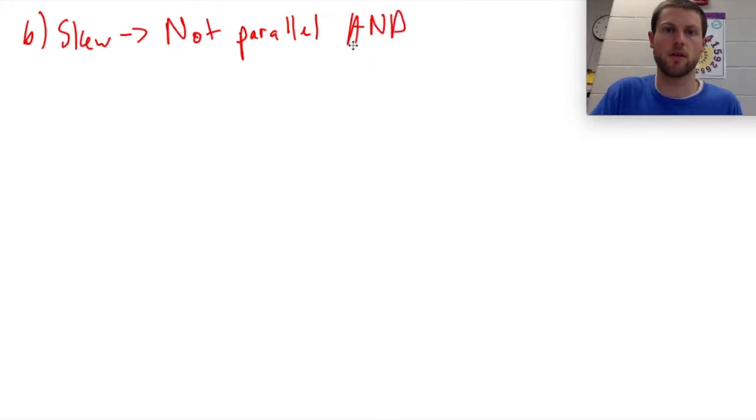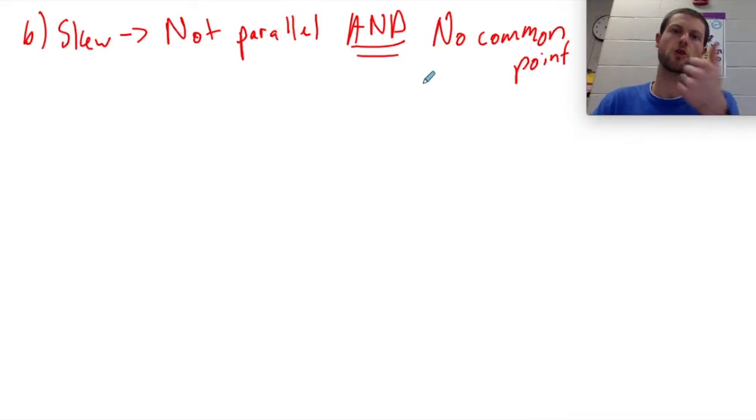If these are skew, then they are not parallel and have no common point. So once I show that they're not parallel, we know that they are either intersecting or skew. And if they have no common point, then they can't be intersecting. So they must be skew. That's kind of what we're doing here.